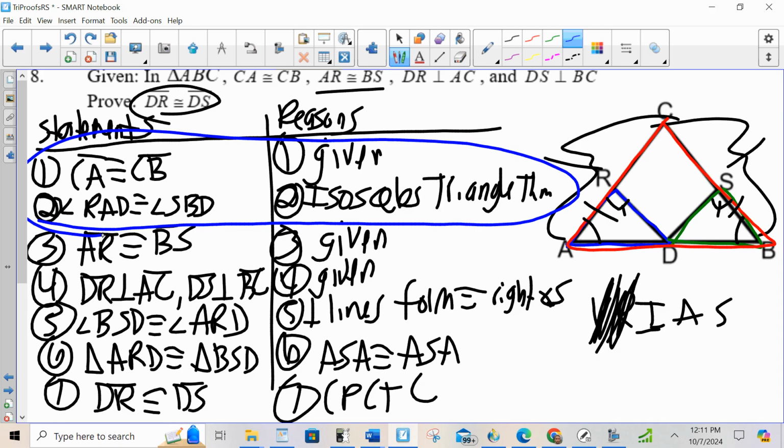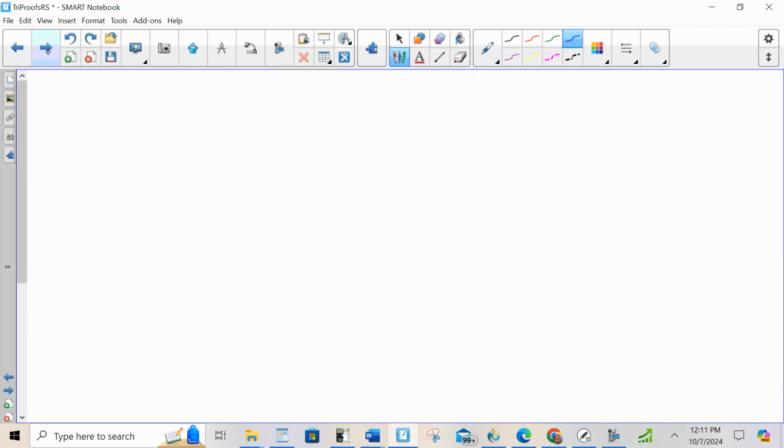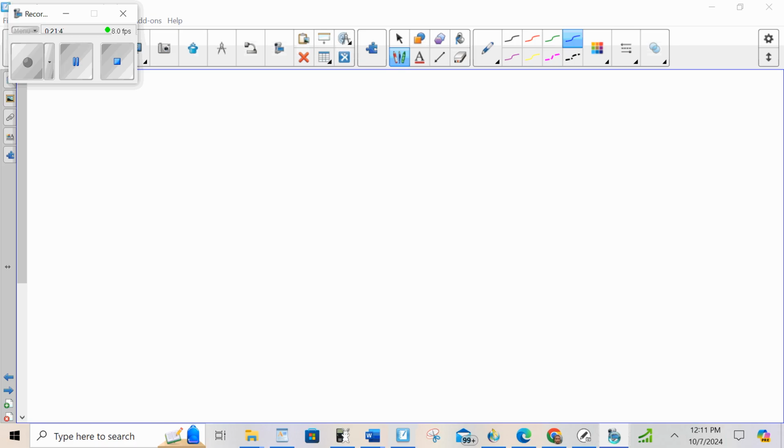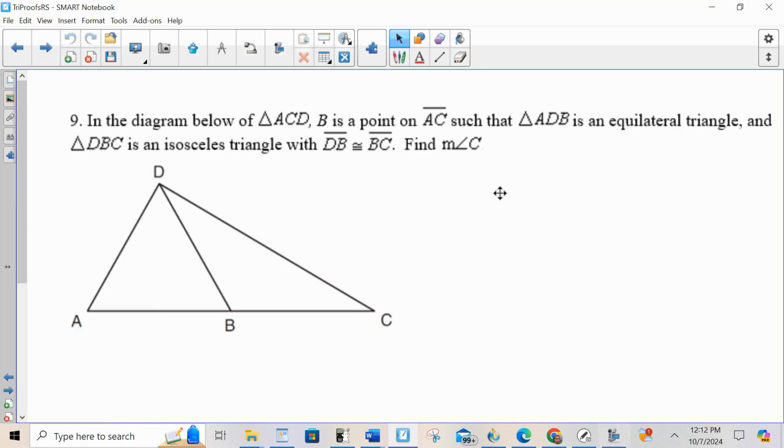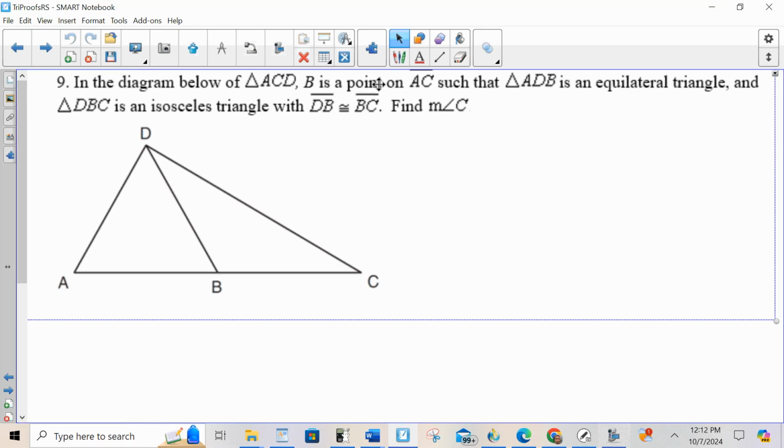That's it for proofs. Because I know this is a harder topic and some students really just don't get proofs very well, I did put some older topics on it as well. We've got a complex triangle problem.